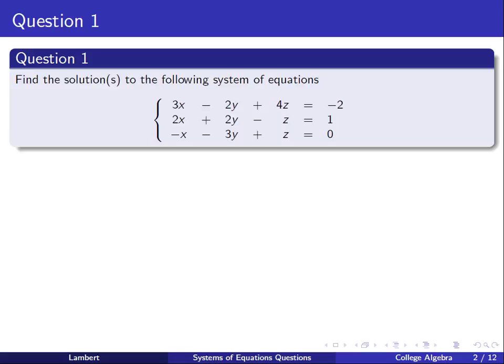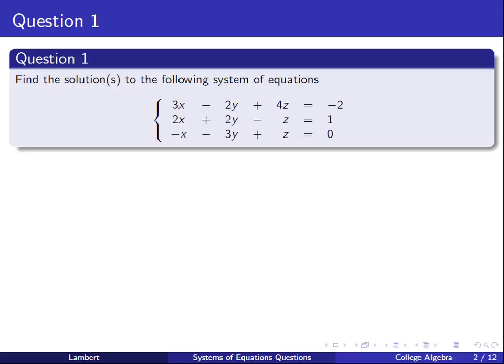Suppose we want to find the solution to the following system of equations where we actually have three variables and three equations. So we have 3x minus 2y plus 4z, 2x plus 2y minus z equals 1, and negative x minus 3y plus z equals 0. Well, in order to do this, understand that we know how to solve systems of equations with two equations and two unknowns. So that's our main objective, to get down to two equations and two unknowns.